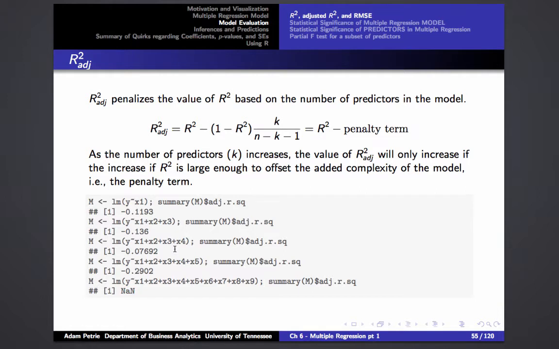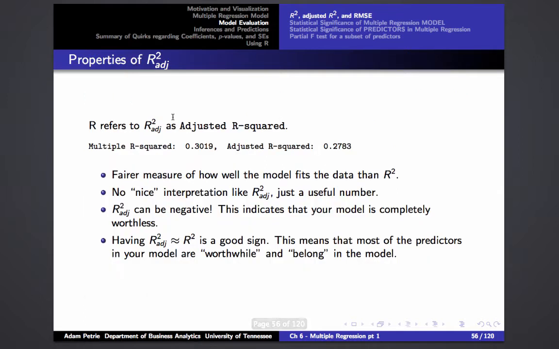And in fact, predicting y from x1 to x9, you can't even calculate what r squared adjusted is in that case. So when we're dealing with a multiple regression context, to really gauge how well the model is fitting the data, we use r squared adjusted because that adequately penalizes r squared based on the complexity of the model. Just throwing in random predictors always makes r squareds get bigger. So R refers to r squared adjusted as the adjusted r squared, and it's a much fairer measure of how well the model fits the data.